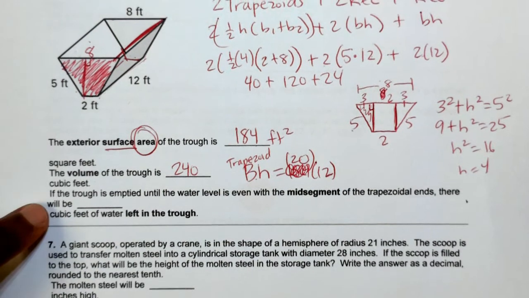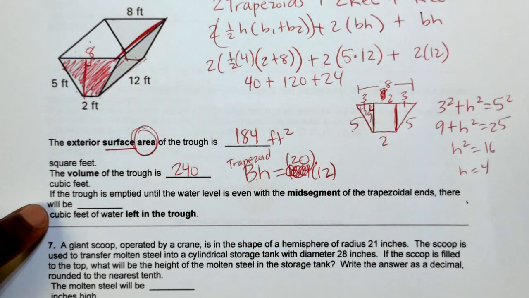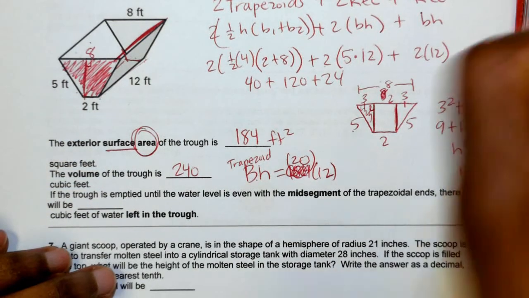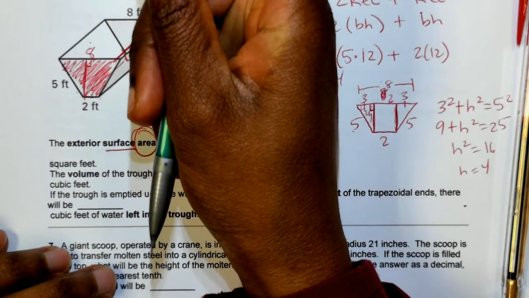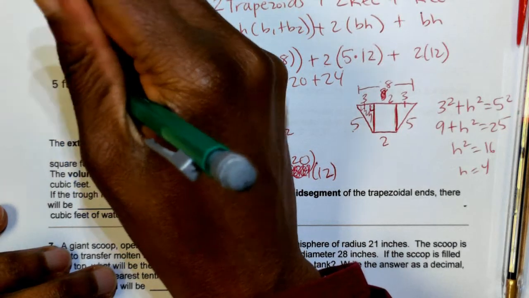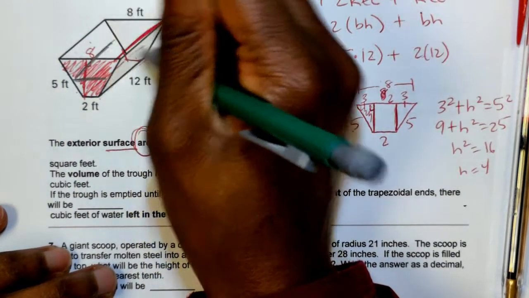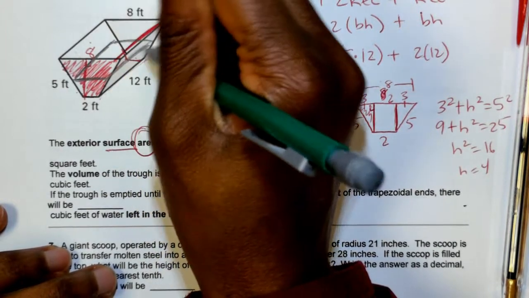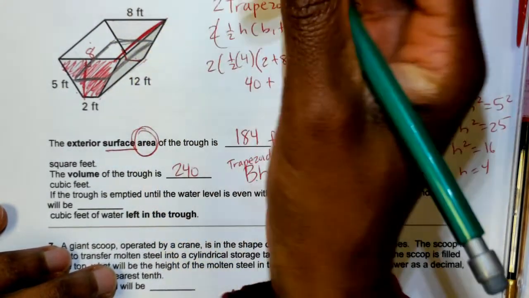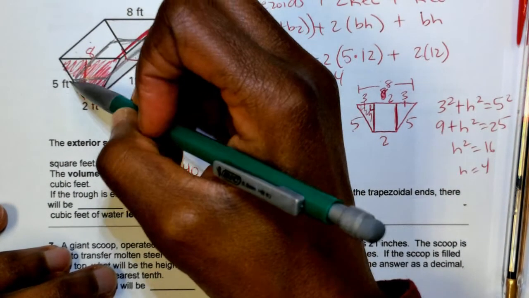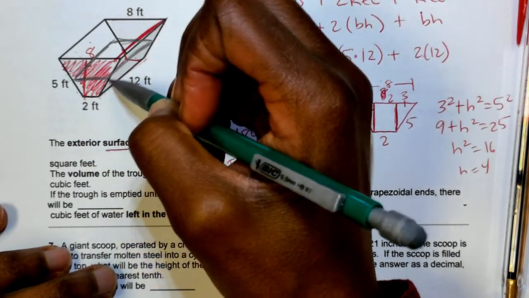Okay, if the trough is emptied until the water level is even with the mid-segment, there will be blank cubic feet of water left in the trough. Alright, normally if you had a prism that was a square prism or a rectangular prism, if you were to take half the water out, it'd just have half the volume in it. But unfortunately for a trapezoid, there's actually more volume at the top, and you can tell that because this part of the trapezoid is bigger than this part.